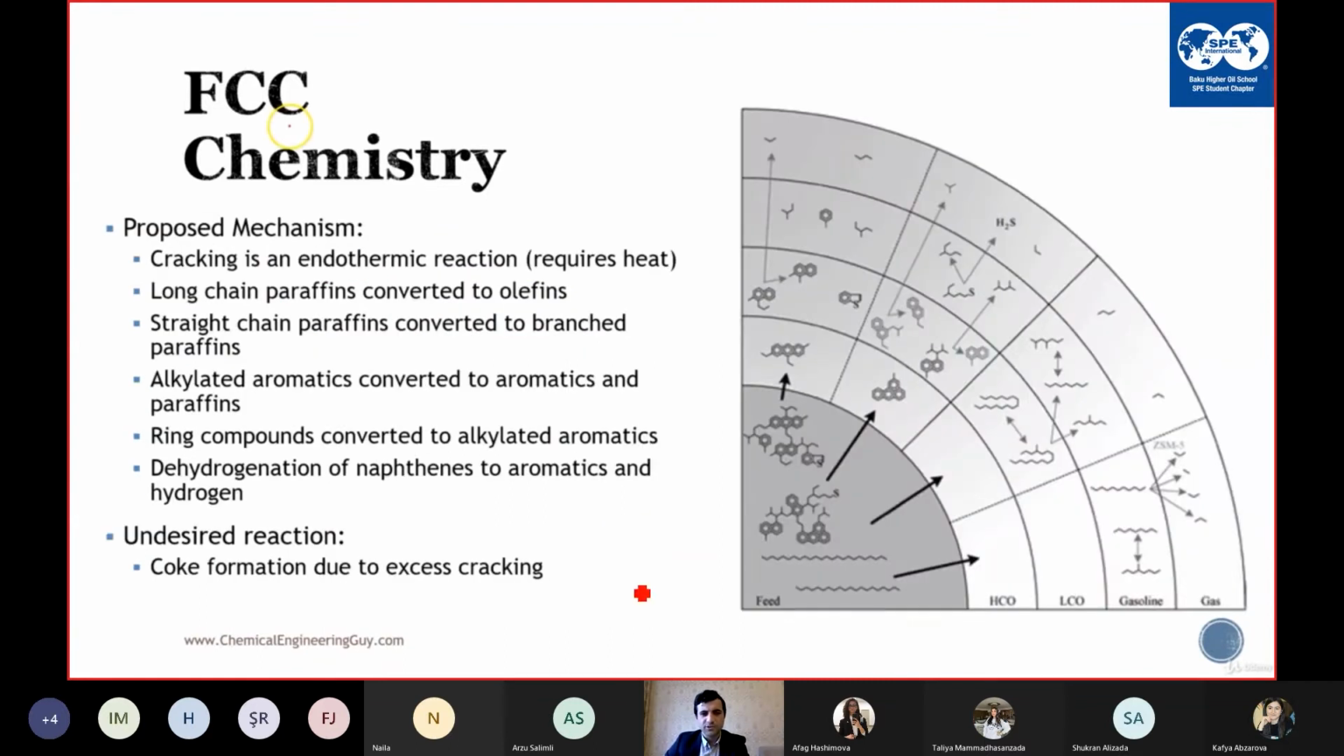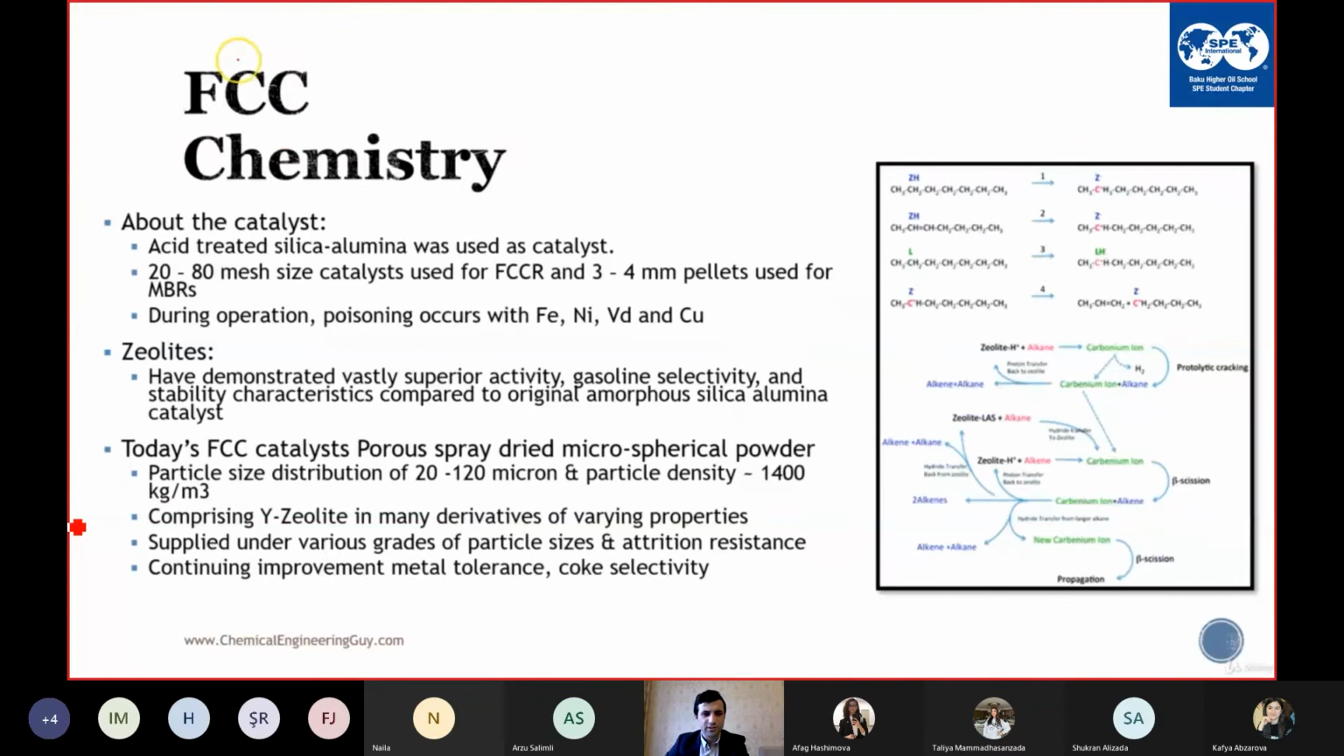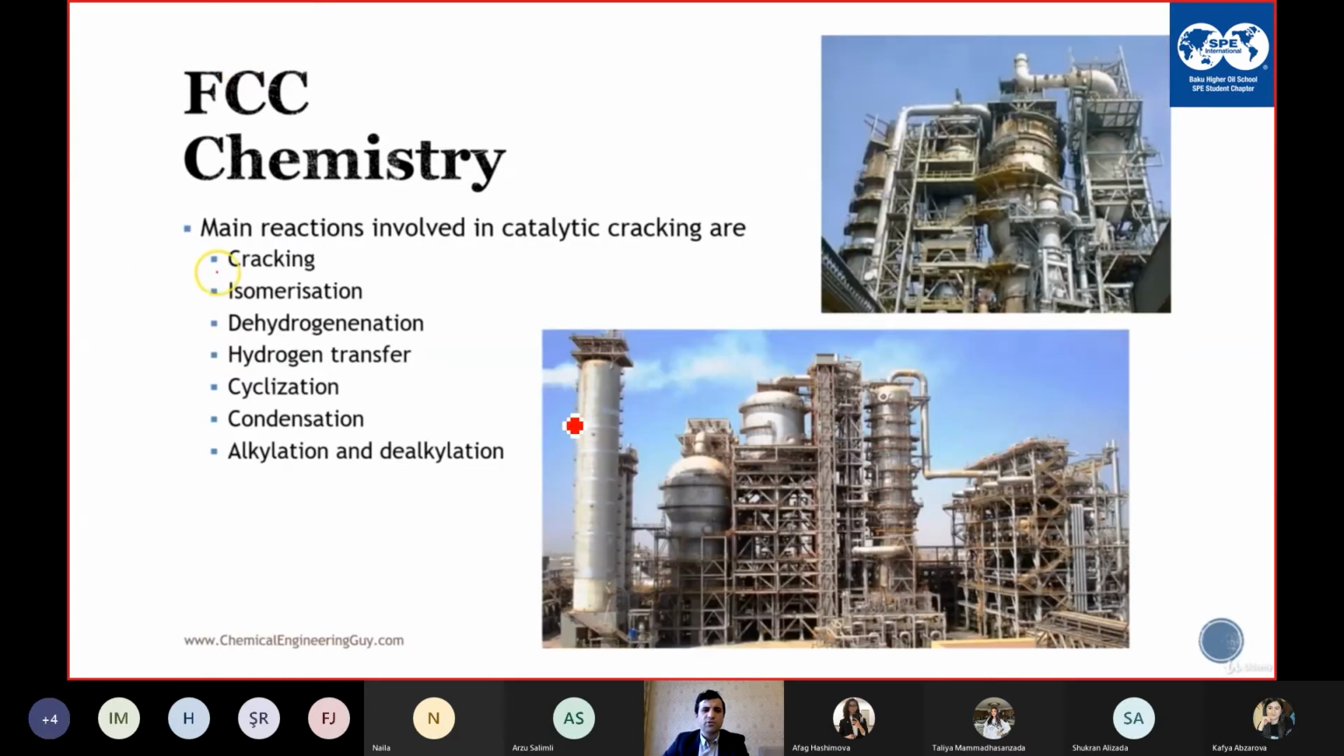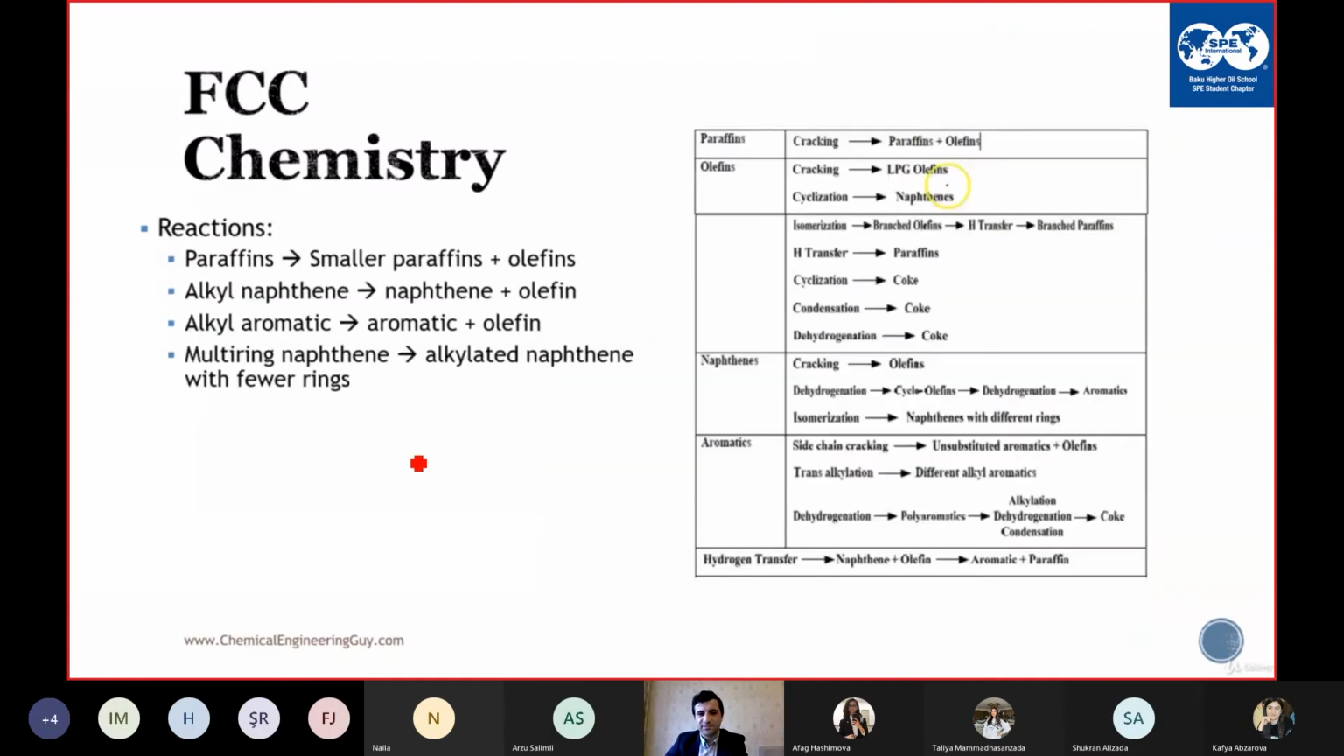FCC chemistry. I added too many slides regarding the chemistry. If you have time, you can just check later. The important part is that we use zeolites as a catalyst in FCC. So in the reactor, we have the cracking reaction, isomerization, hydrogenation, hydrogen transfer, and so on. There are thousands of different reactions occurring in the FCC.